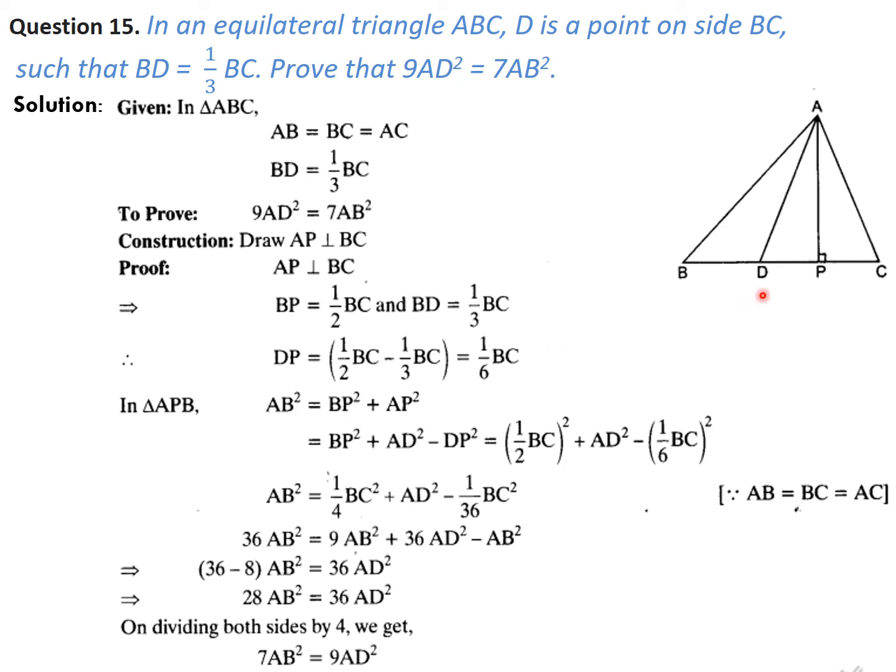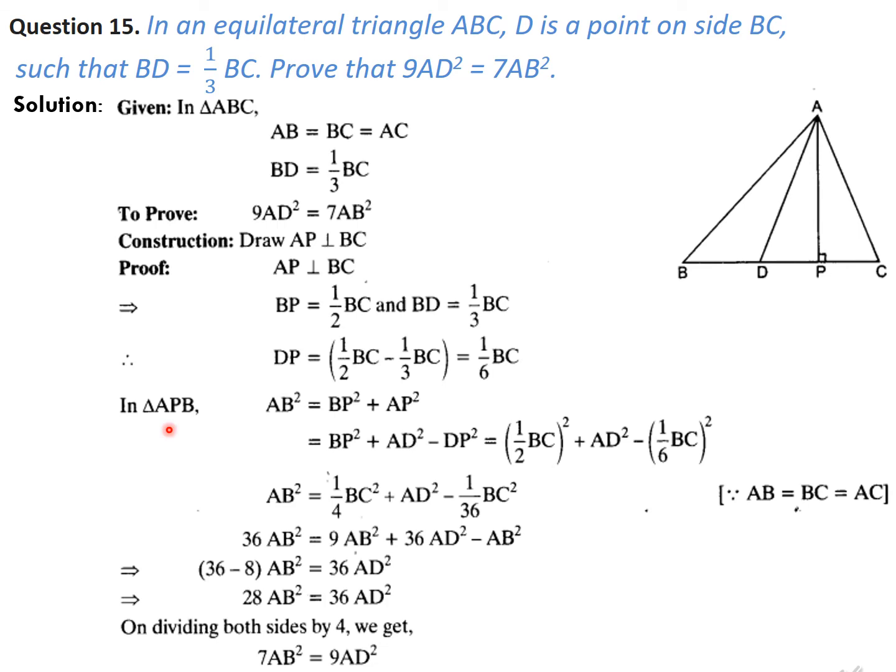So therefore we can write down the length of DP. So DP is equal to how much? DP is equal to BP minus BD. This entire length minus BD will be our DP. So put the values from this and we will get 1/6 of BC.